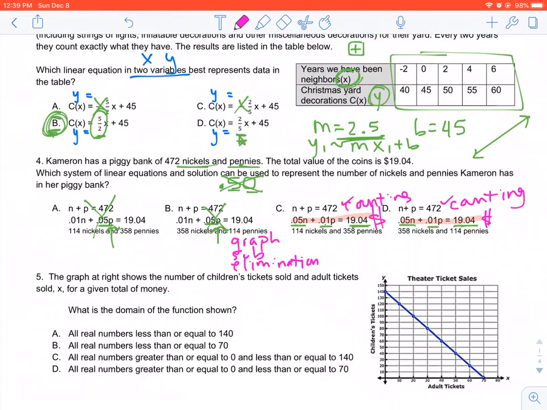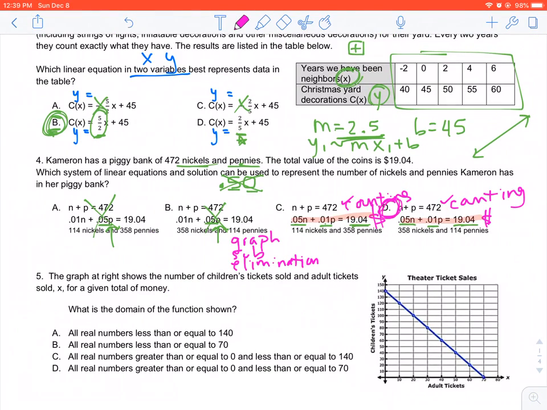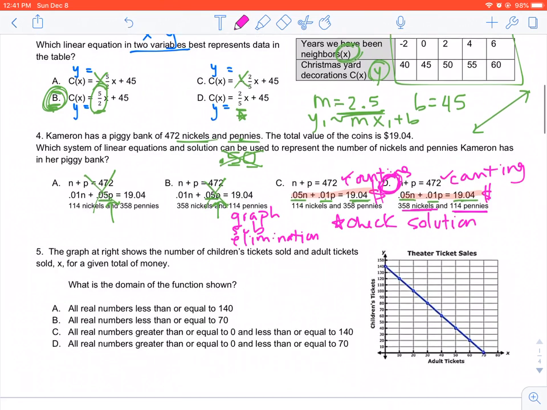And we did that one by plugging in. So D is correct. And so what we did is we checked the solution. We plugged in this number for nickels and this number for pennies, and we actually approached it from a fourth way that we haven't really talked about a whole lot in class.